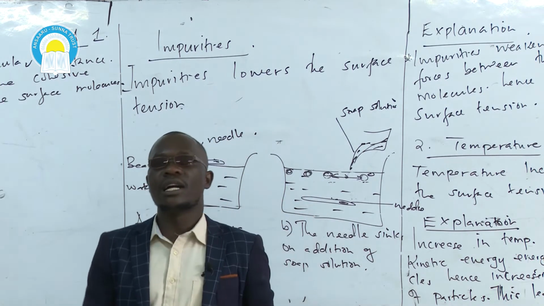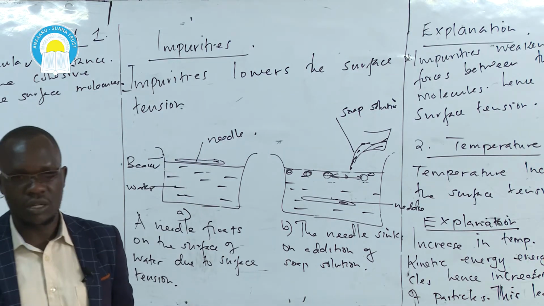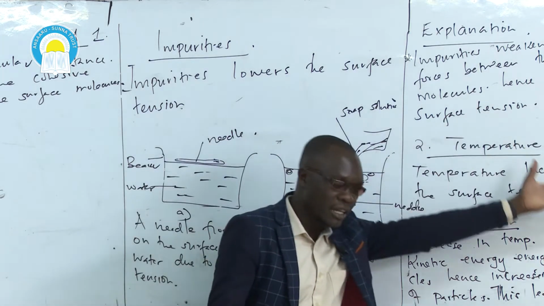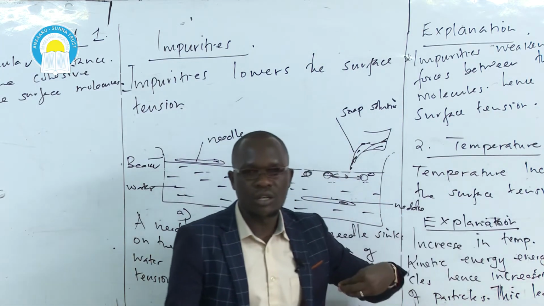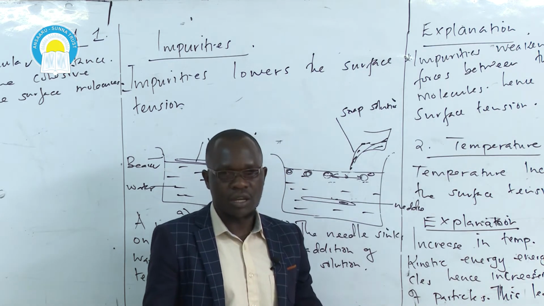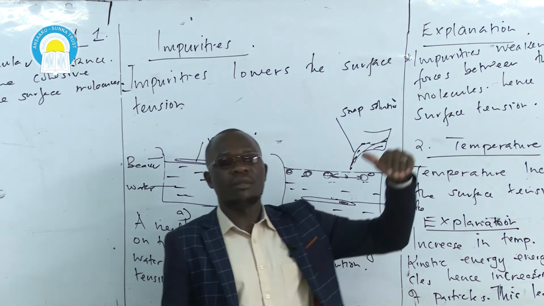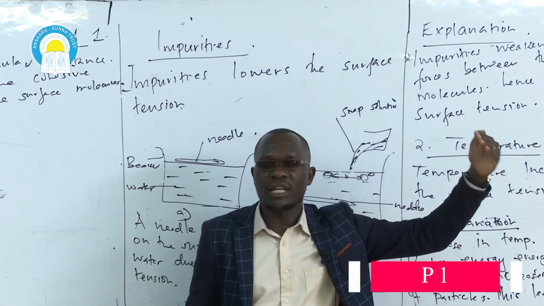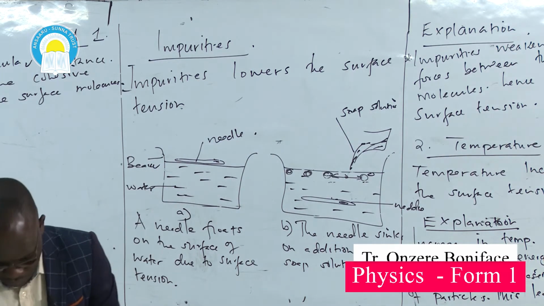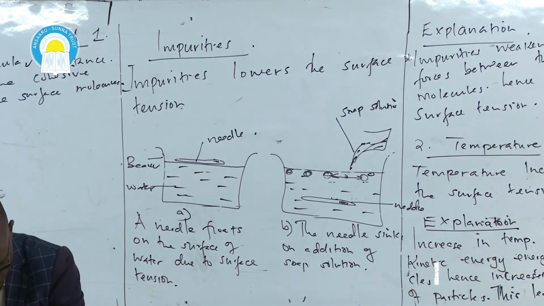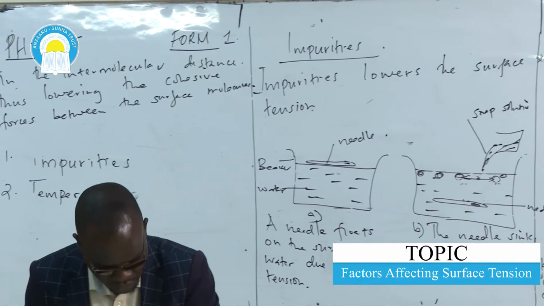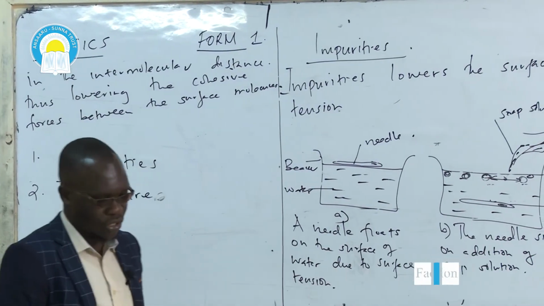Explain how you can increase the surface tension of a liquid. We can increase the surface tension by purifying the liquid, in other words, removing the impurities. Number 2, lowering the temperature. A liquid at a higher temperature has got a weaker surface tension compared to a liquid at a lower temperature. All right. So those are the 2 factors which affect surface tension.